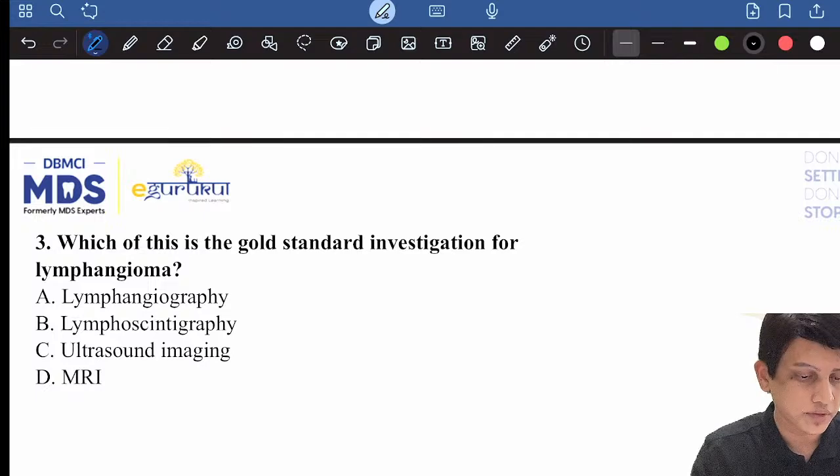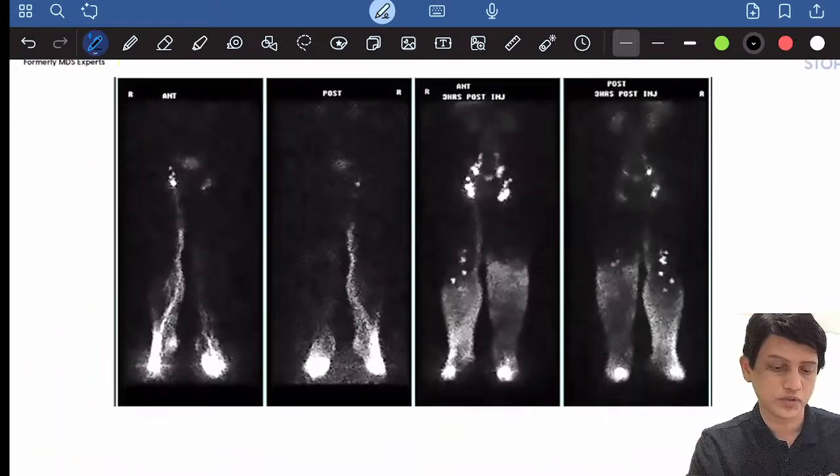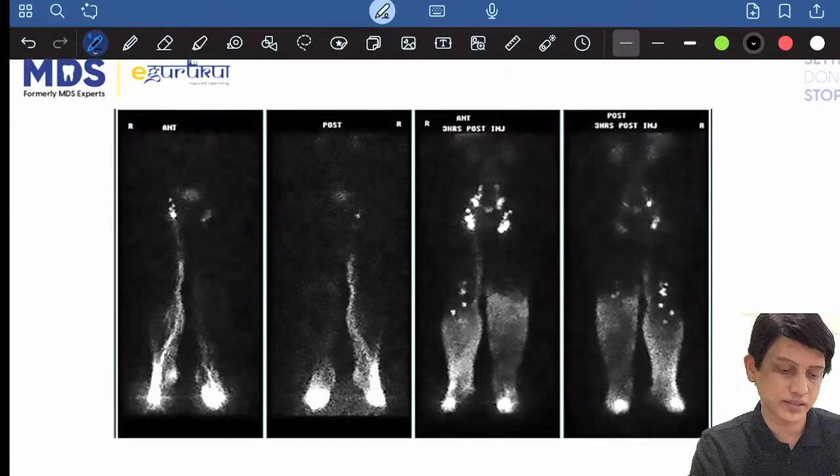Hope it's clear. Very good, all are right. Okay, you're all right, very good. So this is how the lymphoscintigraphy is done for lymphedema or lymphangioma, same.